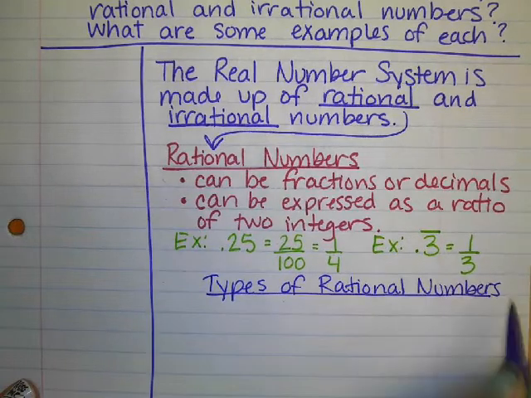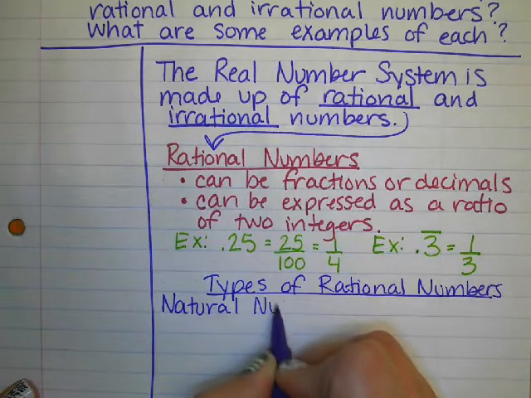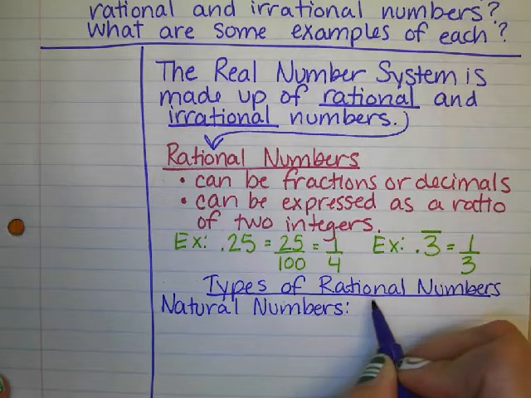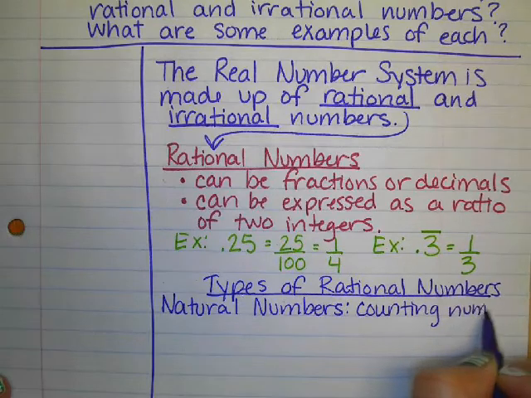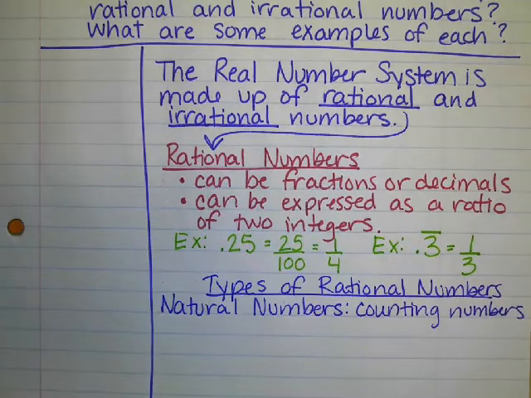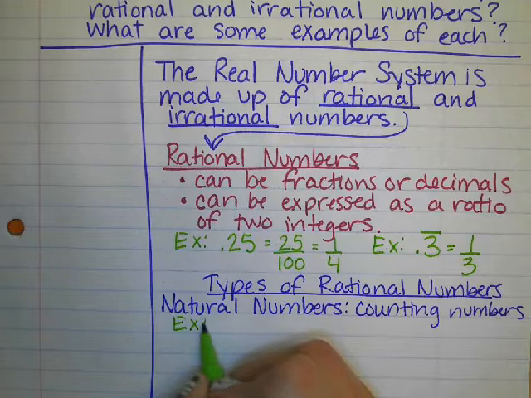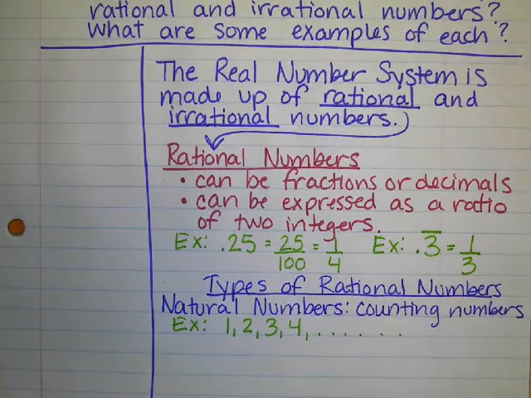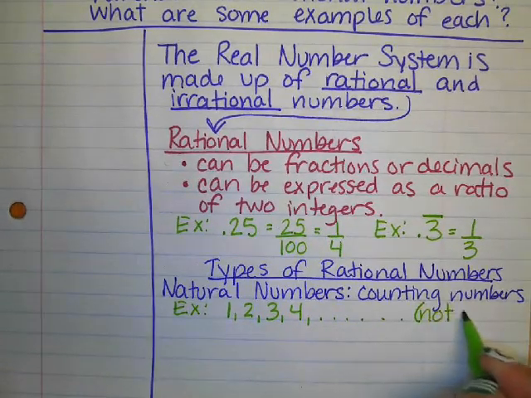The first type are the natural numbers. Our natural numbers can also be referred to as counting numbers. So if you think of counting numbers, we have 1, 2, 3, 4. They're what you learned when you first learned to count. So our examples are 1, 2, 3, 4, and then it goes on. You can continue counting. It does not include zeros, so not 0.